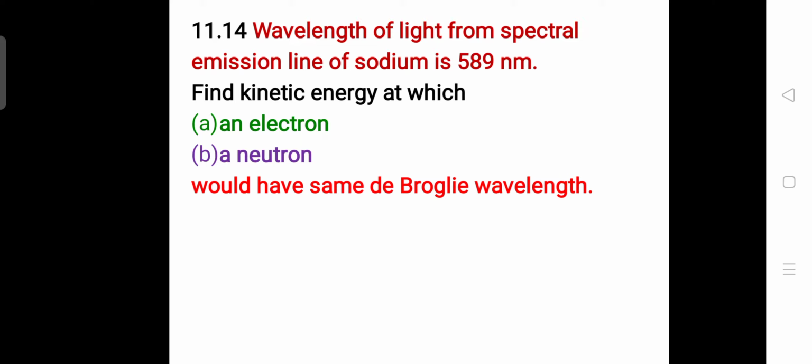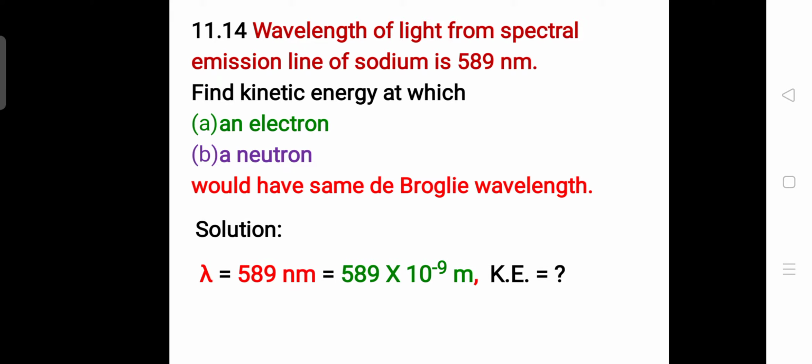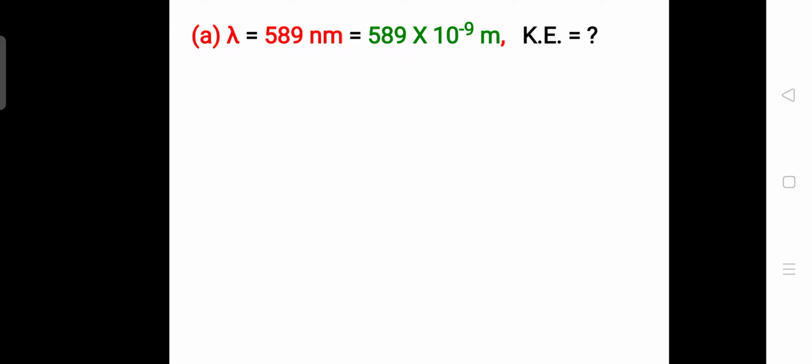Okay, there is the same wavelength for electron and neutron, and we have to find their kinetic energy. Wavelength is given. So this is the solution. Wavelength lambda is equal to 589 nanometer. Nano means 10 raised to power minus 9. So we have to find kinetic energy. This is the formula of kinetic energy in terms of momentum: K is equal to P square upon 2m. K is the kinetic energy, P is the linear momentum, and m is the mass.